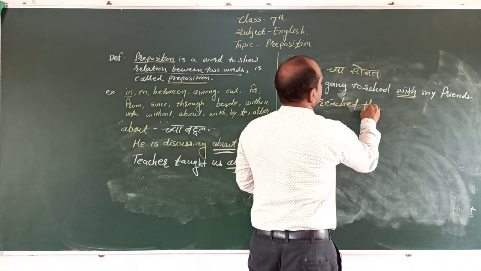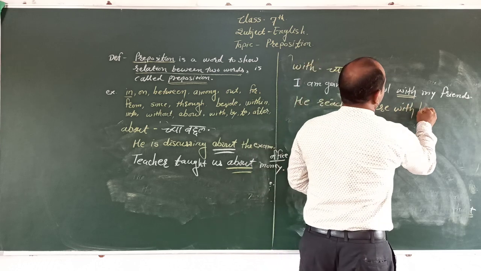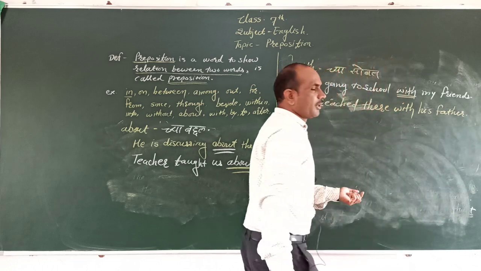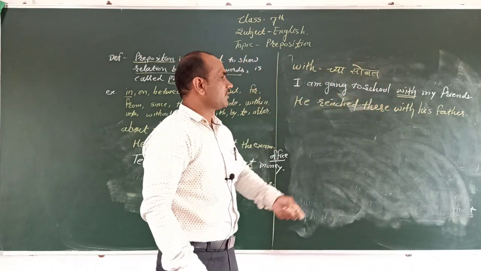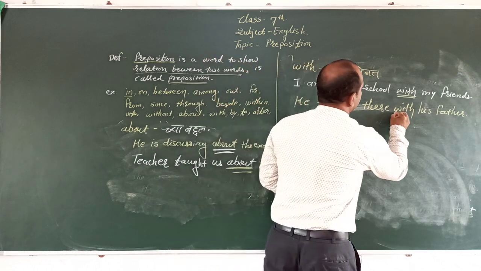Second example we write: He reached there with his father. One example we write here. He reached there with his father. With his father, here we write.